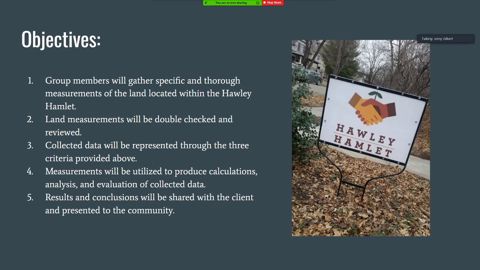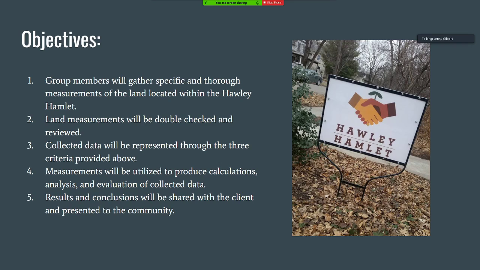So here we have outlined some of our specific objectives, starting with gathering thorough measurements of the land located within the Hawley Hamlet. Then we will double check and review these land measurements to ensure accuracy. And our third objective is using the collected data, we'll represent it through 3 different criteria. And that criteria is the total usable area, the growable area, and then finally the pollinator area.